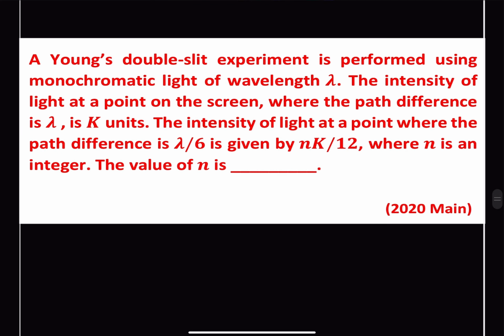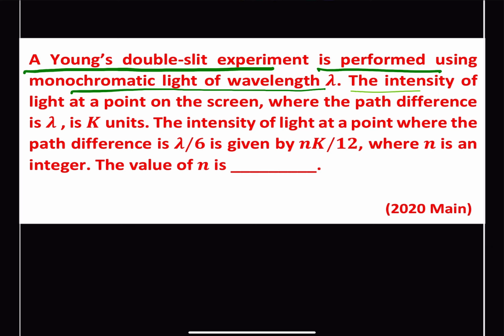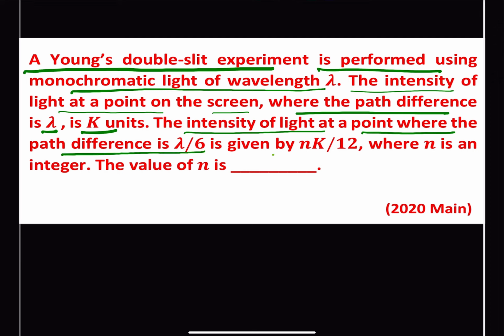Next question. We are given a Young's double slit experiment performed using monochromatic light of wavelength lambda. The intensity of light at a point on the screen where the path difference is lambda is k units. The intensity of light at a point where the path difference is lambda by 6 is nk by 12, where n is an integer. The value of n is.